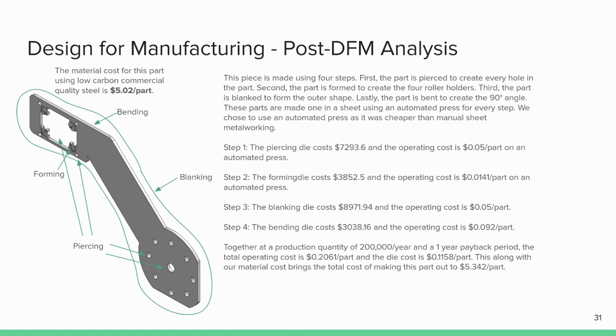This is our cost analysis on our DFM redesign. There are 4 steps, and our total cost comes out to $5.34 per part at a quantity of 200,000 and a 1-year payback period. We chose to use an automated press for these steps as it was cheaper than the manual sheet metal working cost.